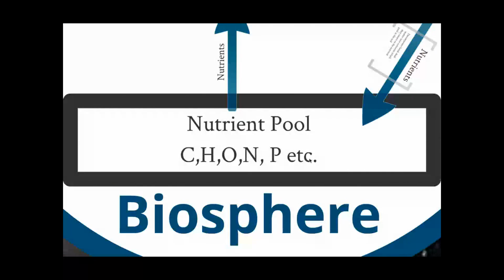So we have what we call the nutrient pool. It's all these atoms and molecules that organisms need to survive. Maybe it's the carbon that makes up their body, the hydrogen that makes up the water, oxygen, nitrogen, phosphorus, all those molecules or atoms that make up living things. We're just calling them nutrients right now.